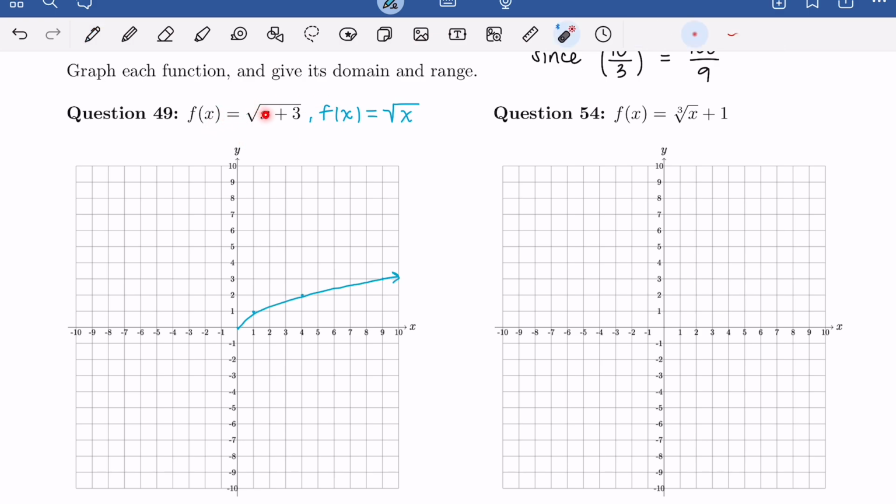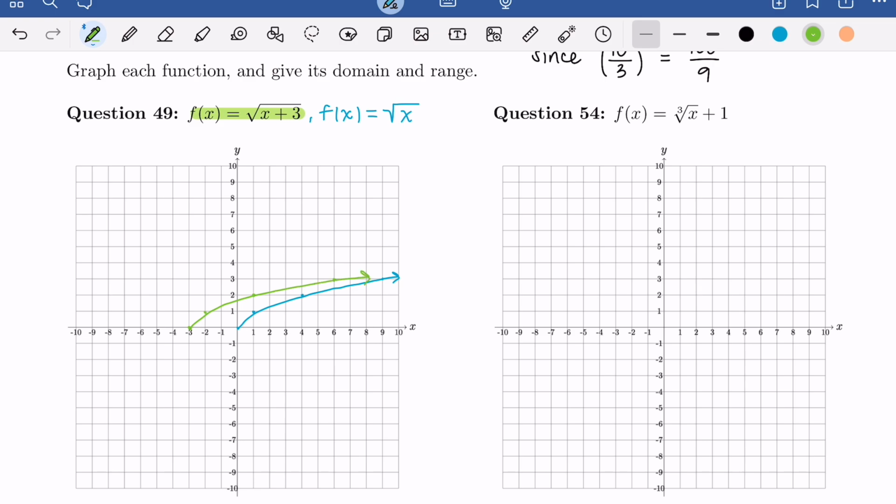So if we wanted to graph this guy, the square root of x plus 3, what this tells us here is that we're taking our parent function, the square root of x function, and we're moving it 3 units to the left. So let's graph this guy in green here. We're taking this parent function in blue and moving it 3 units to the left. We're going to have a point here, here. So just moving these guys 3 units over. So our function in green is going to look like this here.